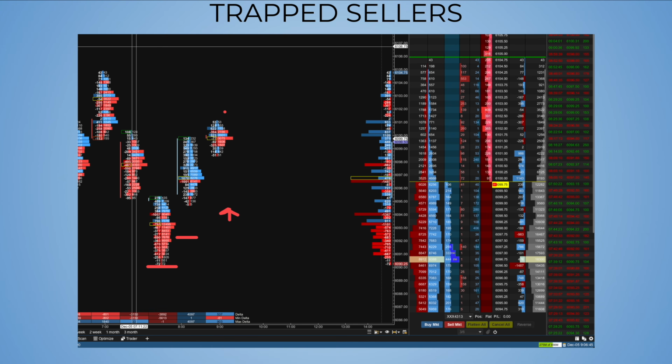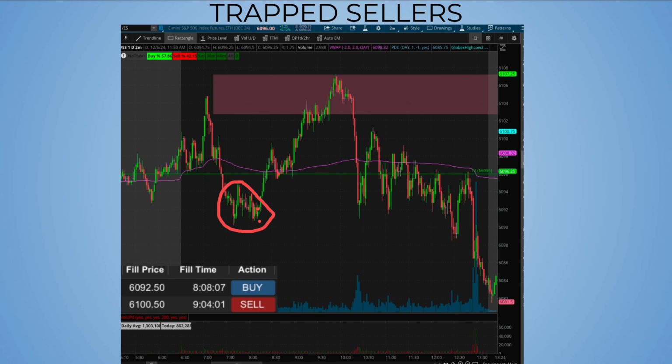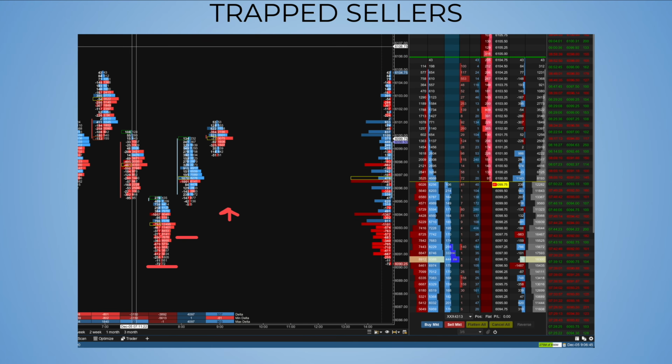And that's exactly what happened. It came here, I didn't get out, it came back down. I'm comfy down here with my entry, and then it moved back up, and I got out in this area towards the supply zone. Tons of selling, no follow through. It moves up, sellers become trapped, and then you get to move up.